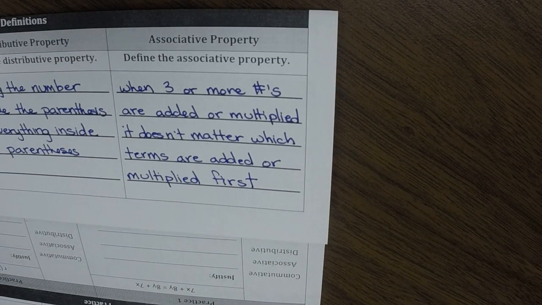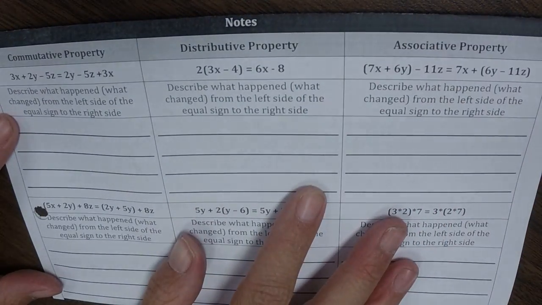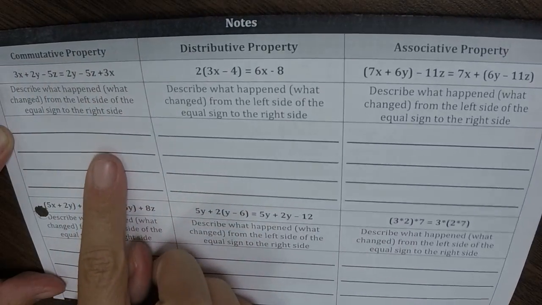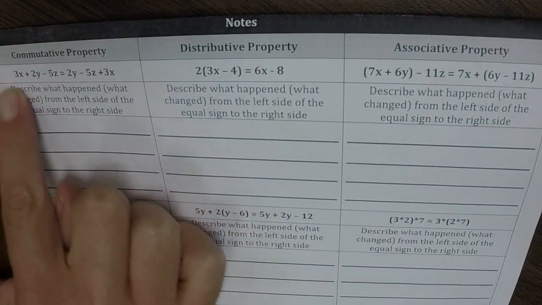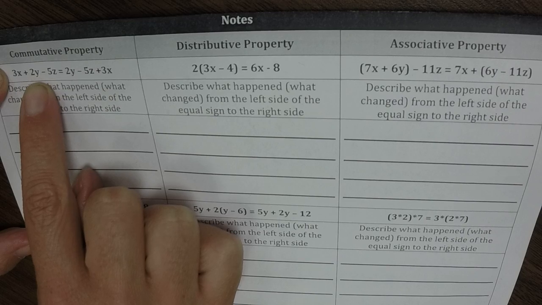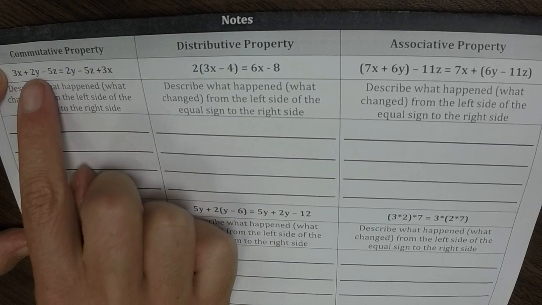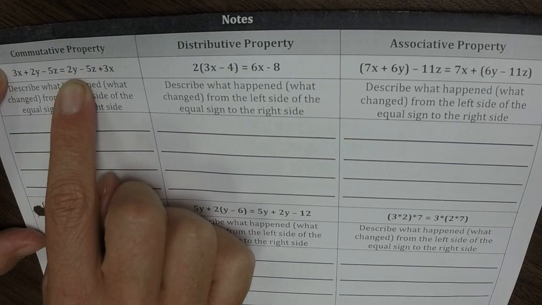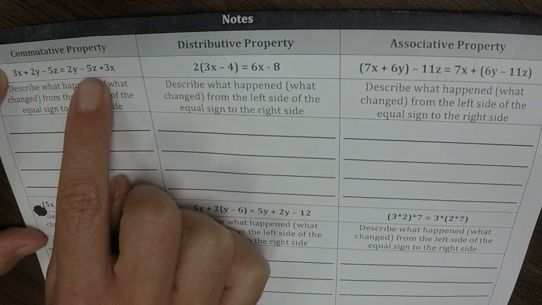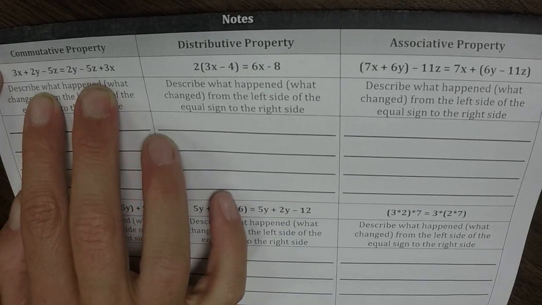Now, remember, I told you earlier that these definitions wouldn't really help you with the properties. And that's why I had you work on discovering what the properties were. So if you're looking up here at the commutative property, in this problem right here, you should have noticed that the 3x and the 2y and the 5z all stayed the same, but they switched around. So it was 2y second, now 2y is first. The negative 5z was last, but now it's second. So you should have said something down here about the numbers switching places.